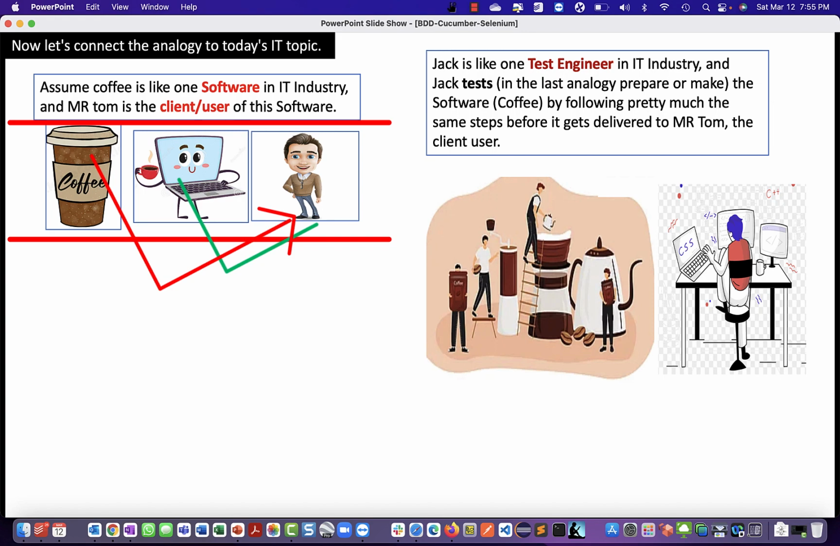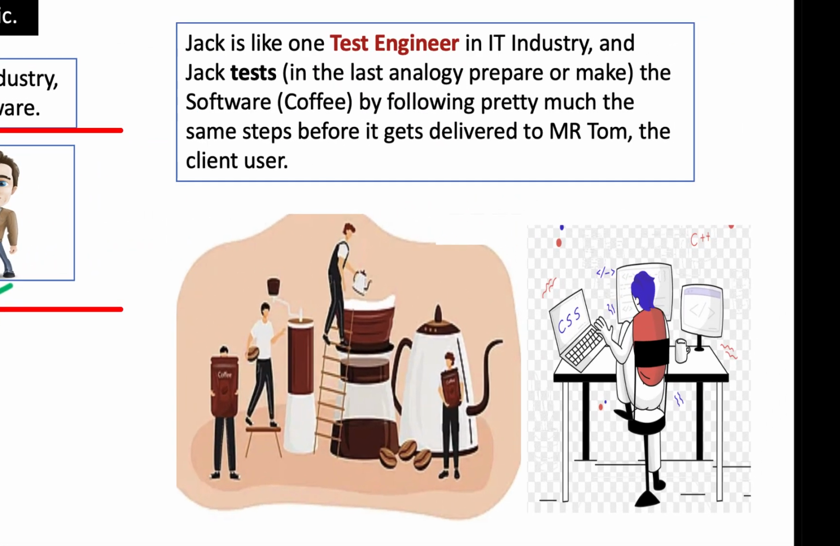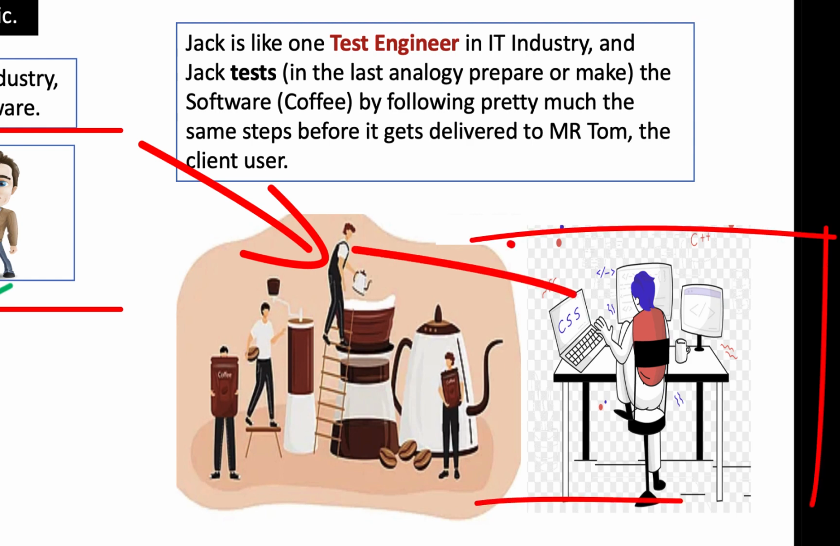Jack is like one test engineer in the IT industry. Now, this second part is very important. First, you understand coffee is a software. And the second part, you are seeing Jack, who prepares coffee every day, just feel like he is a test engineer. He is a software test engineer in the IT industry, and he tests.